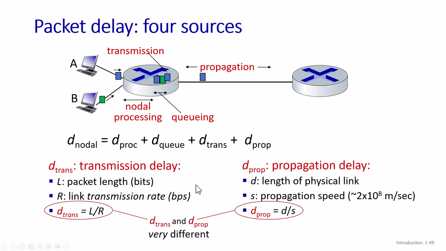Now, this may seem similar to many, but they are actually very different concepts. The transmission delay is about being able to put the packet onto the link, while the propagation delay is about being able to send the whole packet over the wire.